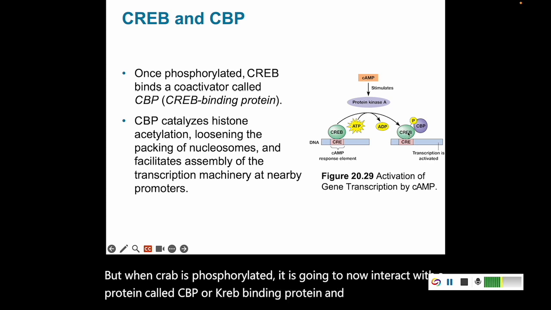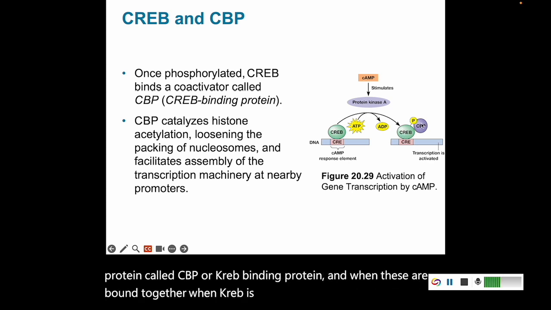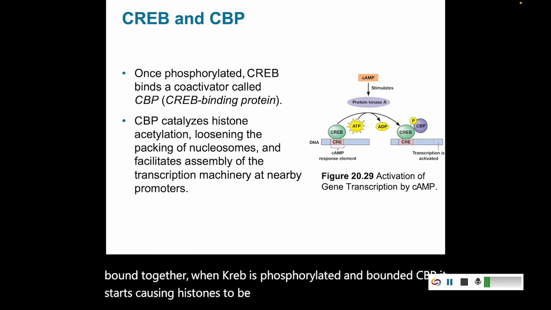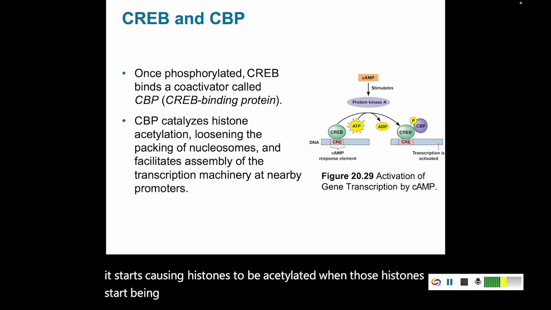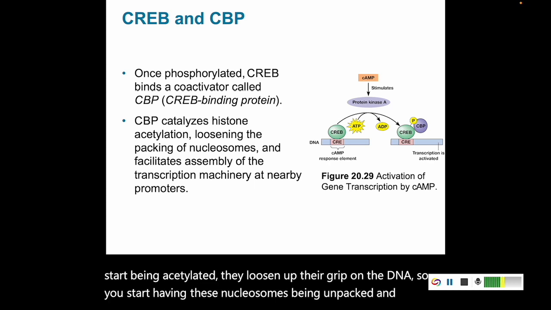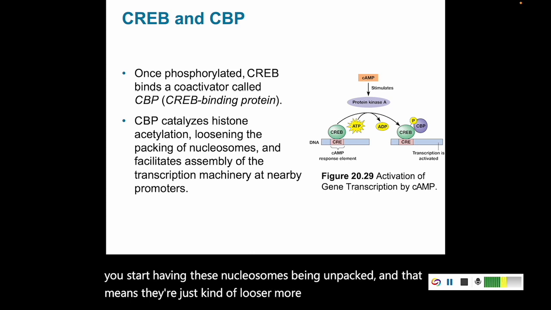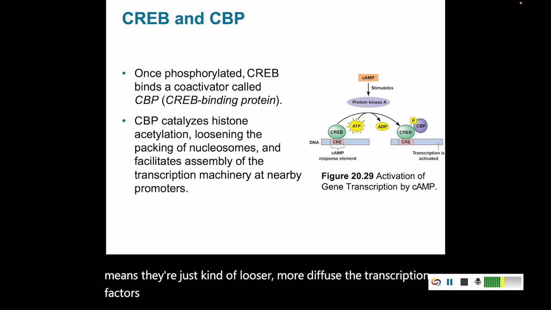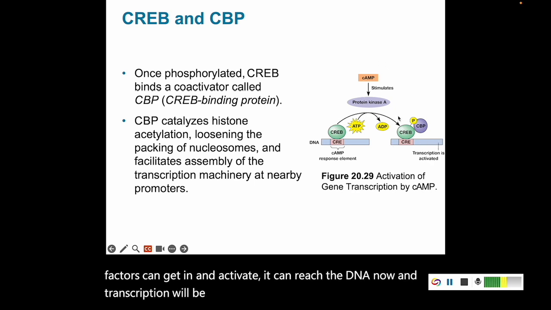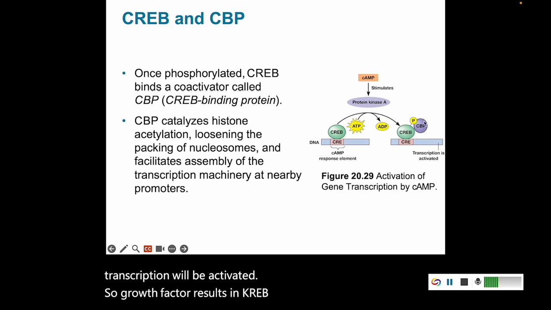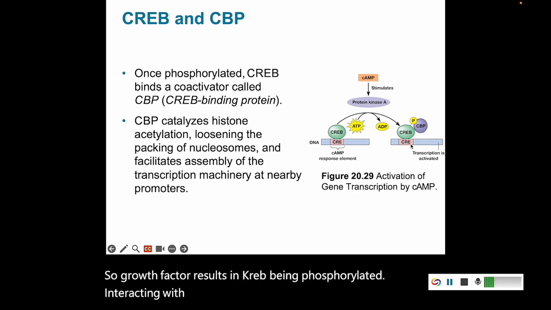And when CREB is phosphorylated and bound to CBP, it starts causing histones to be acetylated. When those histones start being acetylated, they loosen up their grip on the DNA, so you start having these nucleosomes being unpacked, and that means they're just kind of looser, more diffuse. The transcription factors can get in and activate. It can reach the DNA now, and transcription will be activated. So growth factor results in CREB being phosphorylated, interacting with CBP, which loosens up your DNA from that histone, and you turn on that gene.